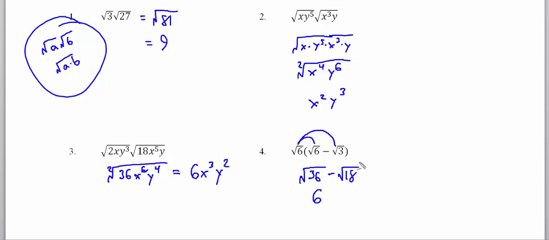And the square root of 18, I can break this into the square root of 9 times the square root of 2. And so this gives me 6 minus 3 square roots of 2. And this is the format I like it in. It's going to be rationals first and then irrationals next. I think this is a good order, and especially as we get closer to the quadratic formula, you'll see a lot of formatting that way.